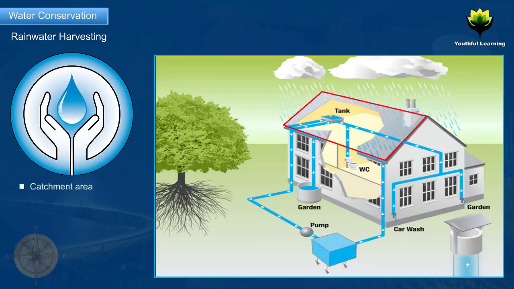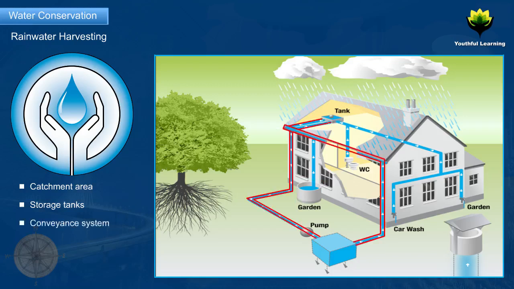1. Catchment area. It is the surface where rainwater falls. 2. Storage tanks. This is the place where rainwater gets stored. It can be placed either underground or above the ground surface. 3. Conveyance system. It includes pipe network and gutters that transport the rainwater from the catchment area to the storage tank.